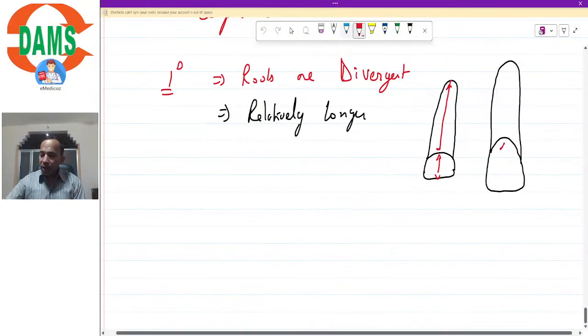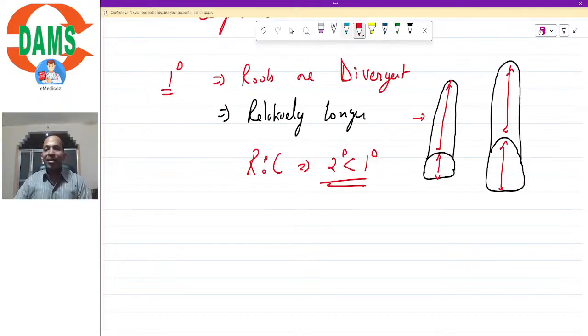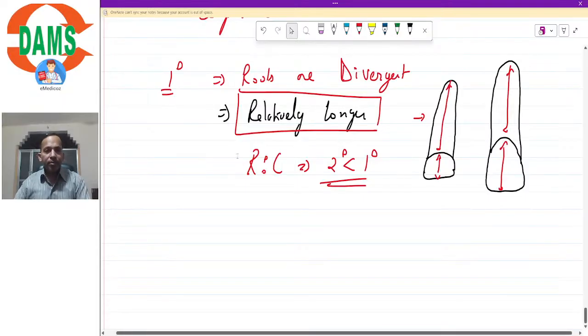So relatively, what we can say is that the primary roots are longer than their crowns in primary, right? So the roots are longer in the primaries as compared to their crowns. So we can say that root to crown ratio is greater in primary dentition, isn't it? The root to crown ratio is greater in primary dentition, and that's why we say that the roots are relatively longer in primaries as compared to the permanent, right?